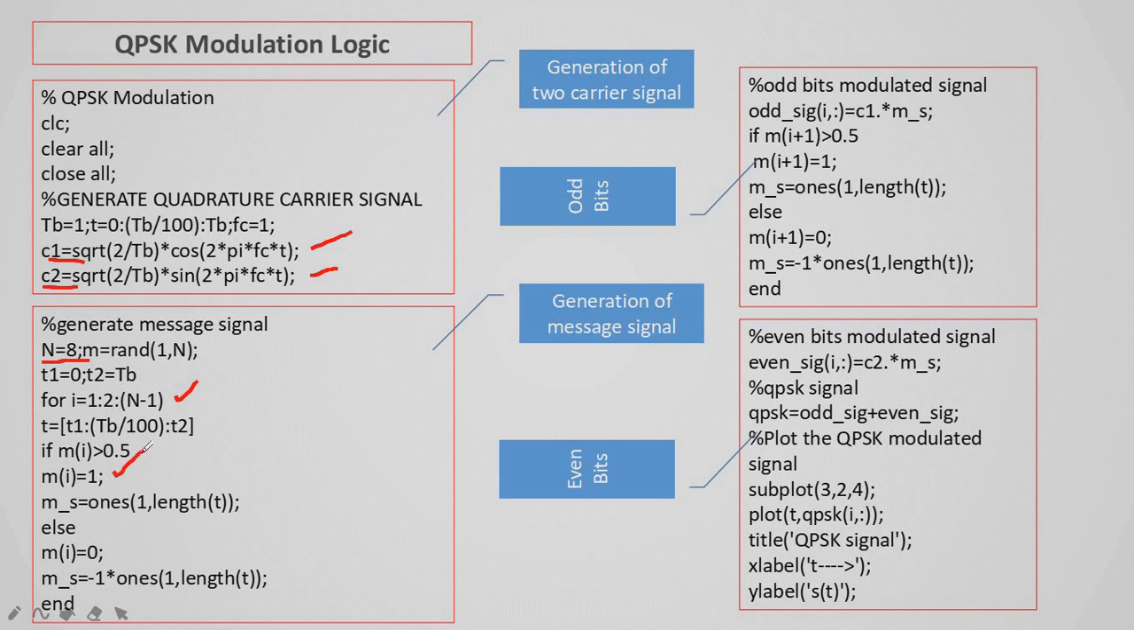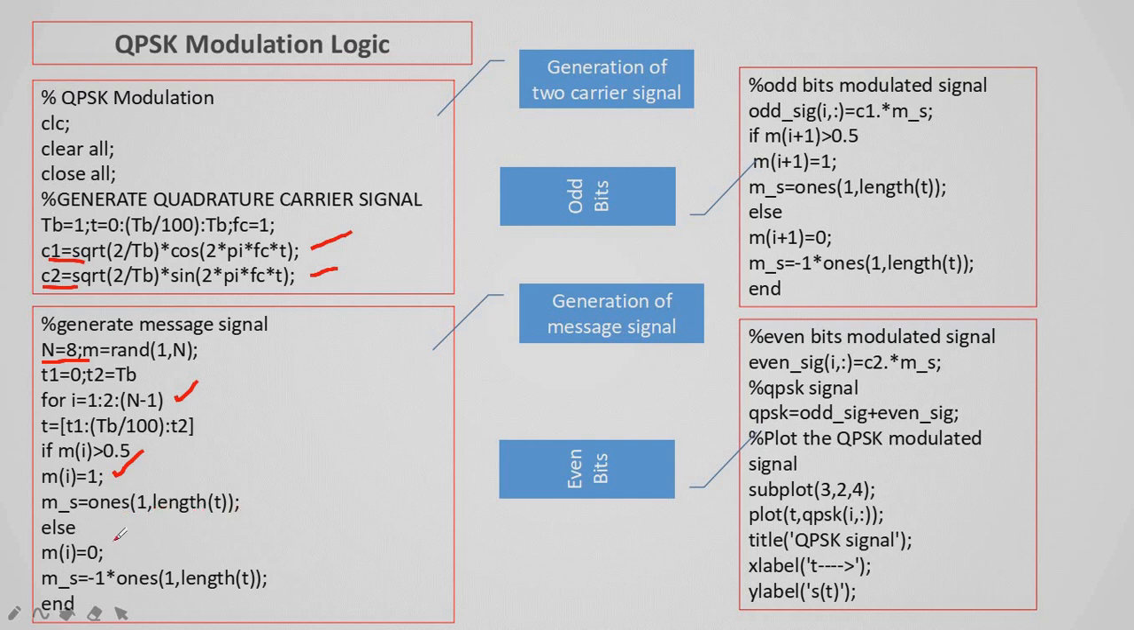Now once this binary bit 1 is identified, you have to assign the value in matrix form, because whatever we are discussing here is all presented in matrix representation. So m suffix s is equal to ones of 1 comma length of t. Here t is considered as the time period or the length of the function. So once 1 comma that much.